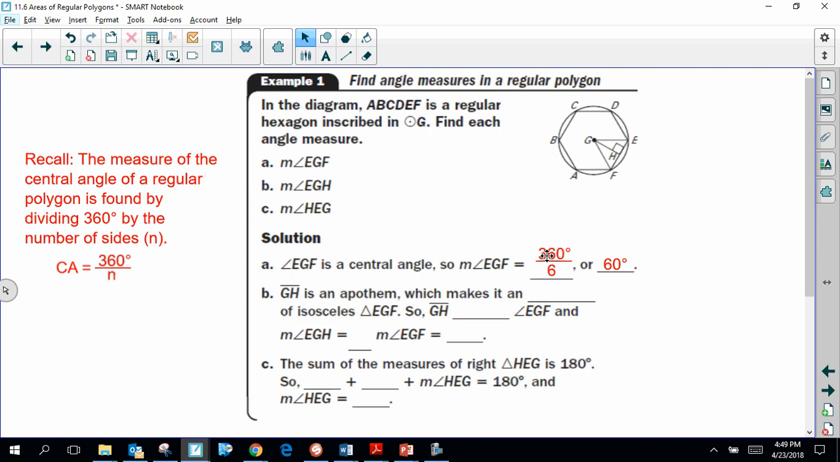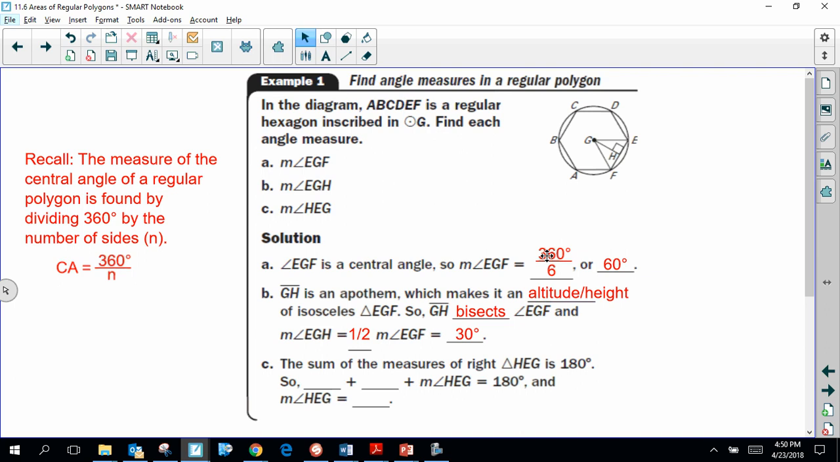So now we move on to part B. We want to find the measurement of angle EGH, but we can't get it directly. But GH is the apothem, which makes it the altitude of an isosceles triangle. Therefore, it will bisect the measurement of the central angle. So here, the measurement of angle EGH is 30 degrees, half of the central angle.